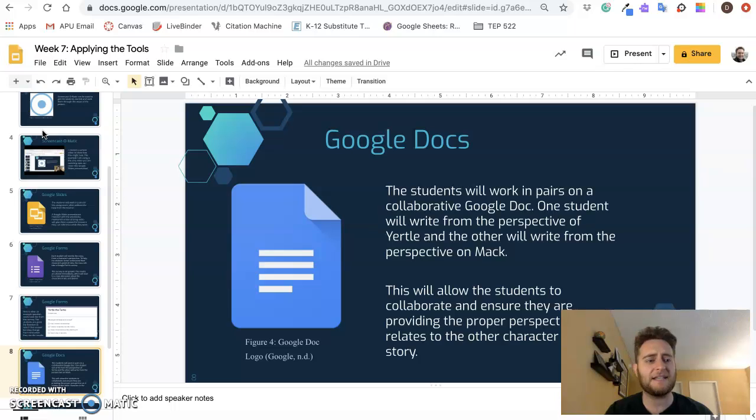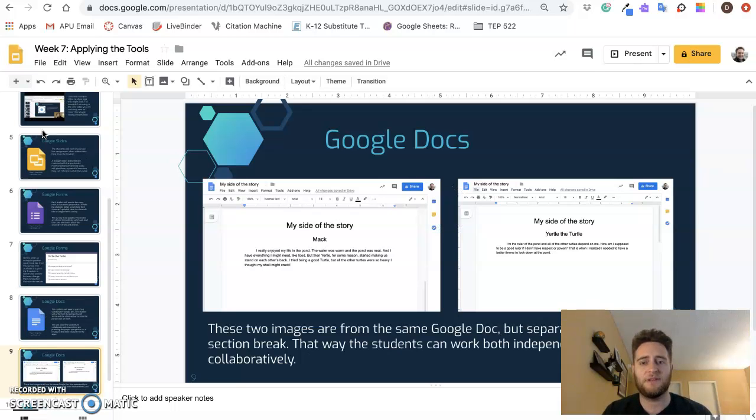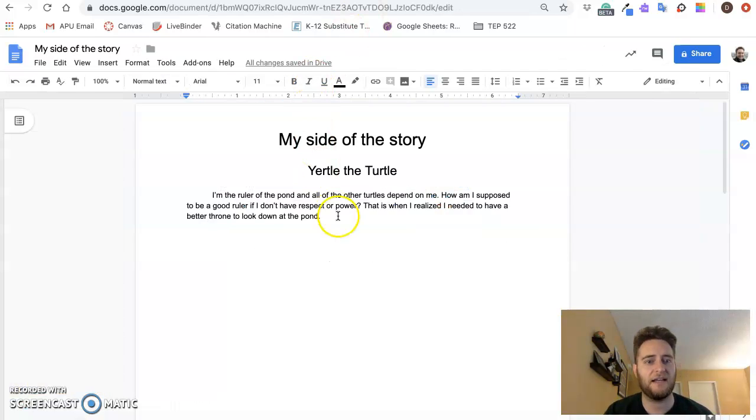So anyway, the last tool I would use would be Google Docs, which you might have guessed, since they're going to be collaboratively writing. It'd be very similar to what we did in class with Mittens. I did an example of what this might look like. In fact, I'm actually going to switch over to Google Docs right now.